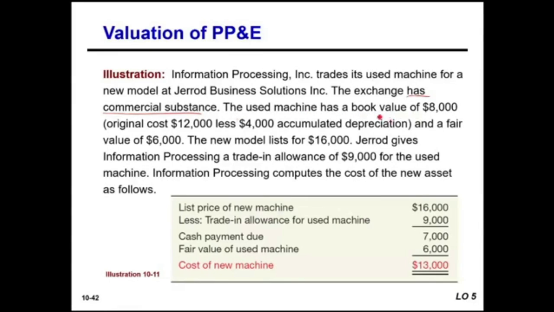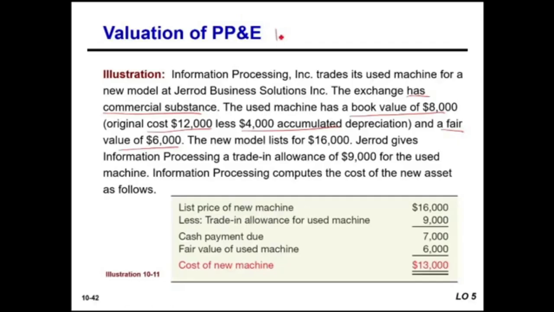The used machine has a book value of 8,000. So here the book value is given. They're also giving us that the cost is 12 and the accumulated depreciation is 4. So they're giving us everything: the book value, the original cost, and accumulated depreciation. Here, the fair value of the asset is 6,000. Well, hold on a second. Book value is 8, but fair value is 6.